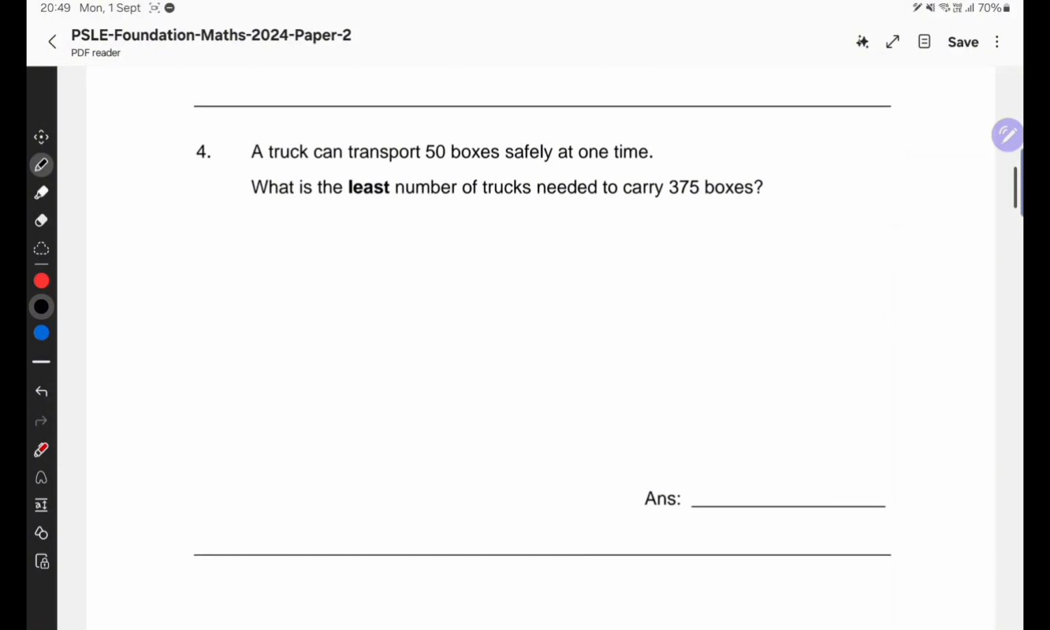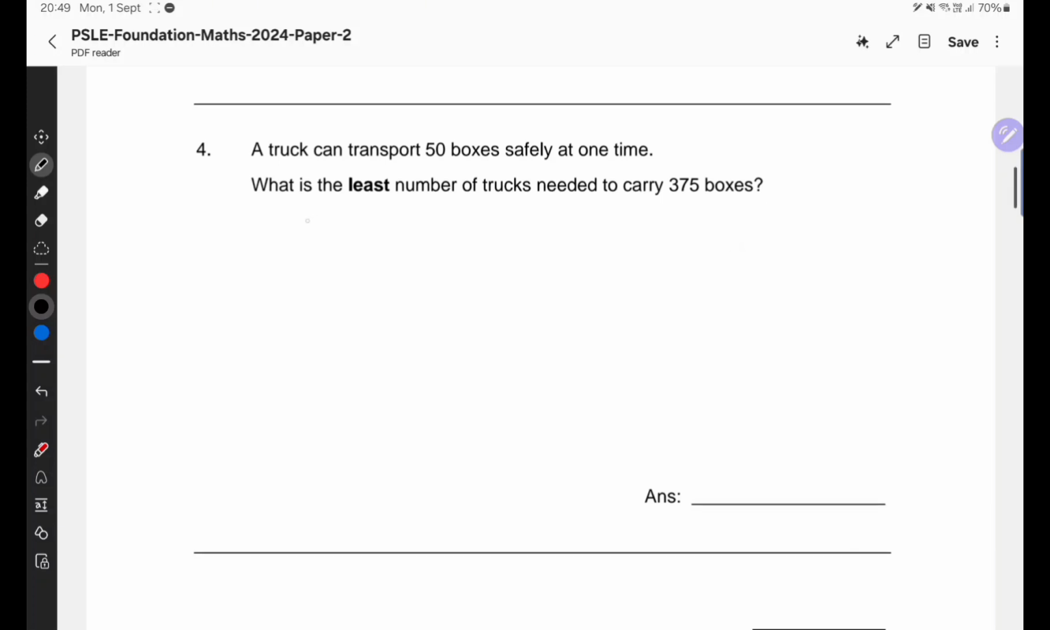Question 4. A truck can transport 50 boxes safely at one time. Okay, so that means in one delivery, it can transport 50 boxes. So how many trucks do we need to carry 375 boxes? Okay, so the question is how many deliveries, or how many trucks do we need? Okay, I'll just do it as one truck. And how many trucks do we need?